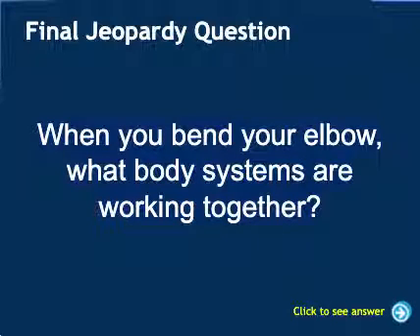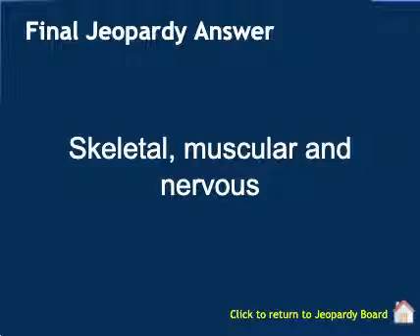And on to our final Jeopardy. When you bend your elbow, what body systems are working together? That would be your skeletal, muscular, and nervous.